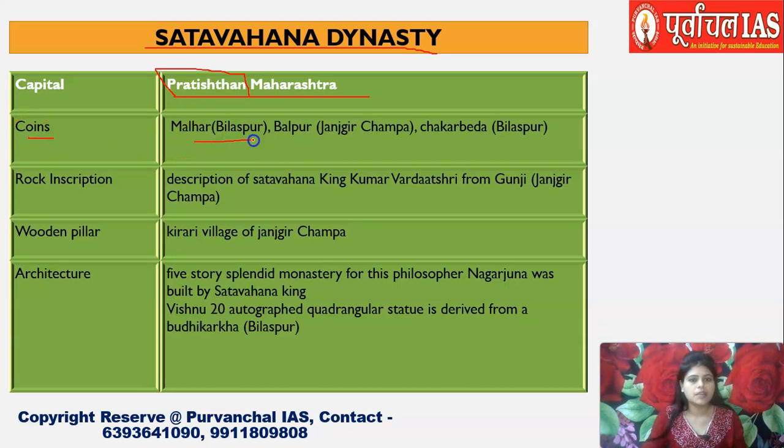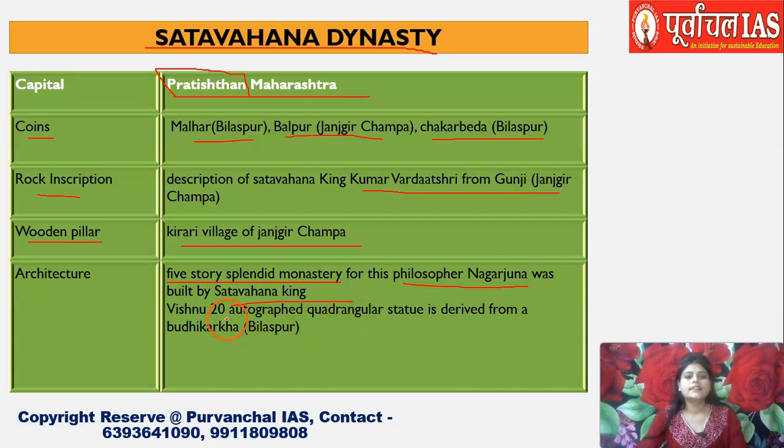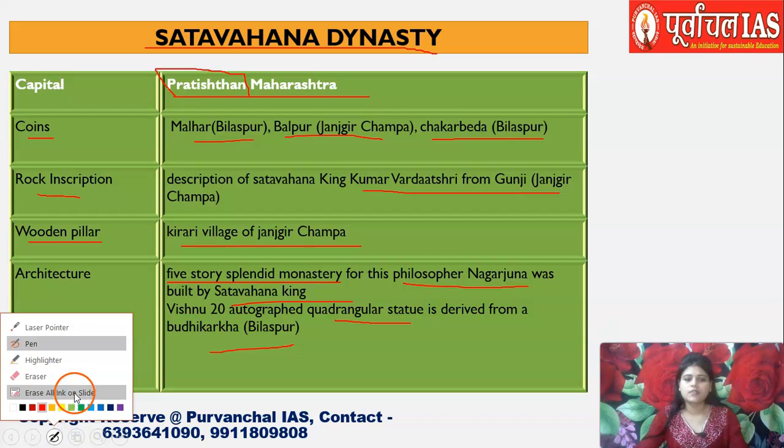We have them from Malhar, Bilaspur, Balpur, Janjgir Champa, Chakarbeda, Bilaspur. We have a rock inscription, that is the description of one of the kings of Satvahana, Kumar Vardachri, found from Gunji, which is in Janjgir Champa. There is a wooden pillar of this Satvahana dynasty found from Kirari village of Janjgir Champa. Architecture: it is said that for the philosopher Nagarjuna, a five-story splendid monastery was constructed by some Satvahana king. Okay. And then there was also a quadrangular statue derived from Bilaspur, Buddhi Karka; it is said that this belonged to the Satvahana dynasty. So this is overall what you get from the Satvahana period.